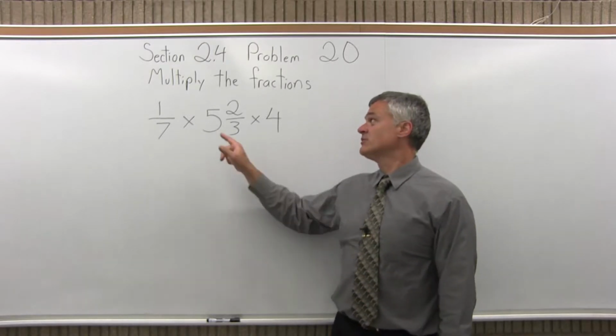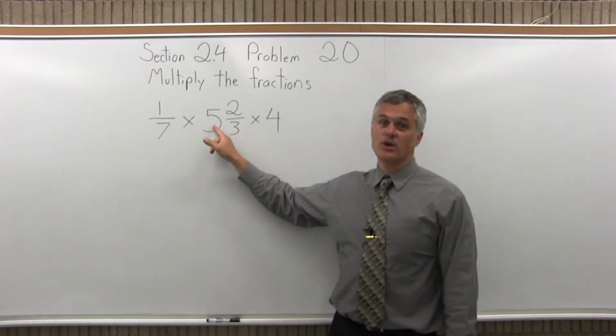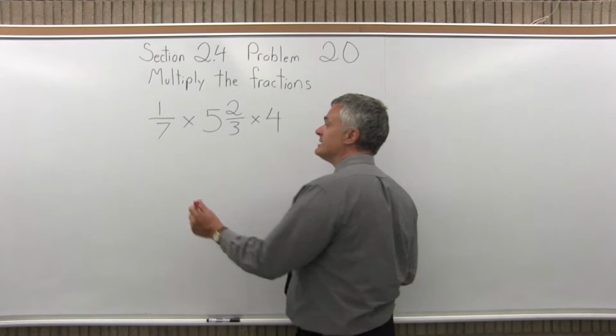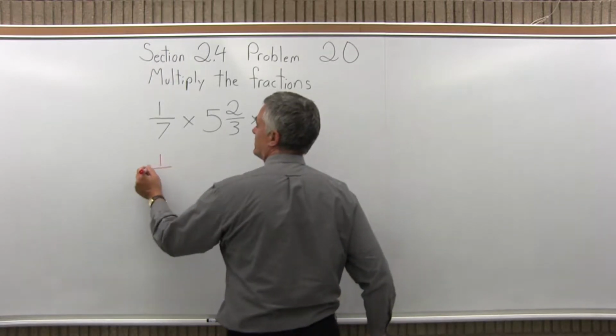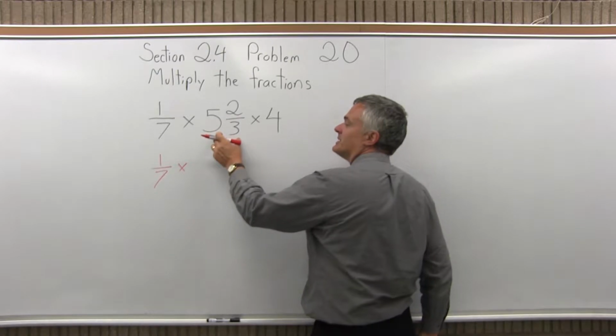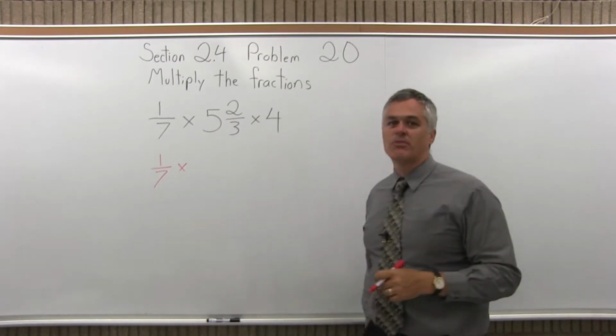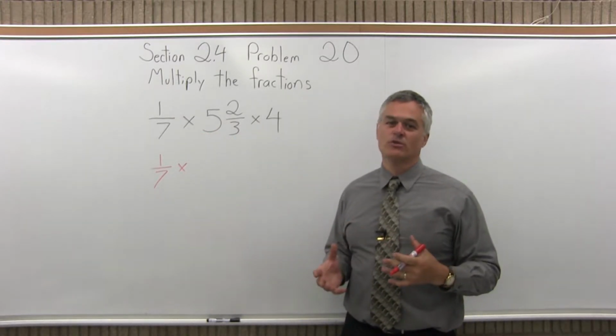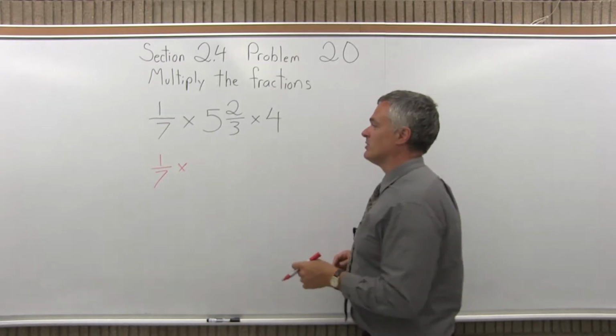Fractions are written in a form that has only a numerator and a denominator. I can't have a mixed number like the 5 2/3 with a number in front. So the 1/7 is good the way it is. Let me just bring that down and leave it. Times the middle number, the mixed number, has to be written as an improper fraction. It can have only a numerator and a denominator. I can't have the whole number in front.